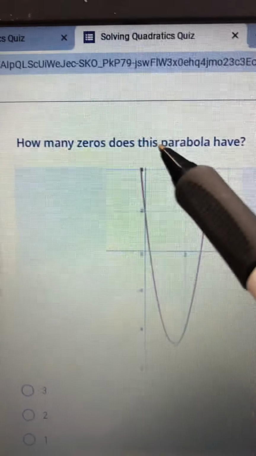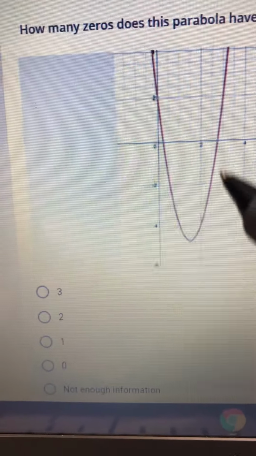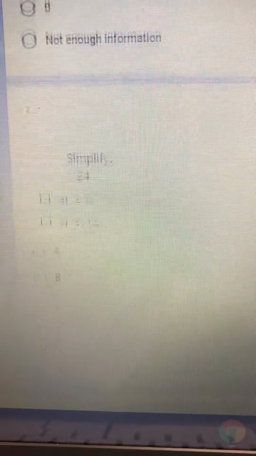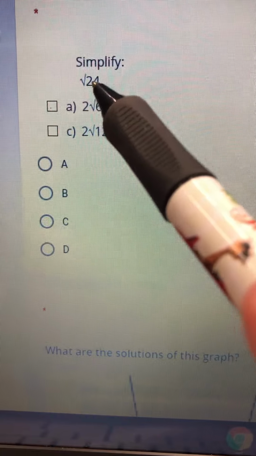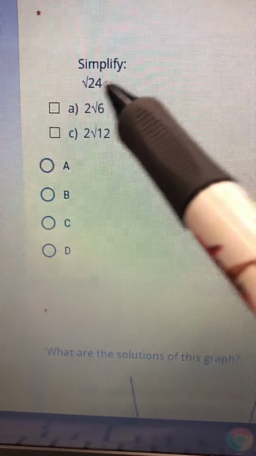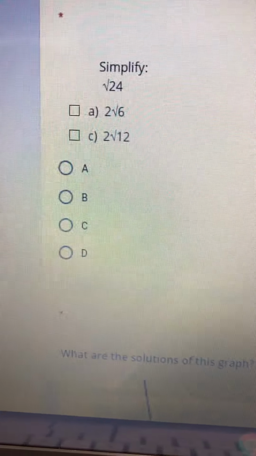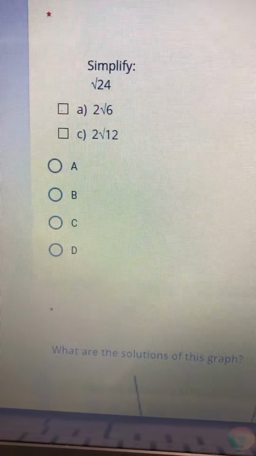How many zeros does this parabola have? In other words, how many times does it cross the x-axis? Simplify the square root of 24. So you're going to break down 24 into two numbers. One's going to be a perfect square, and the other is what you multiply that number by.